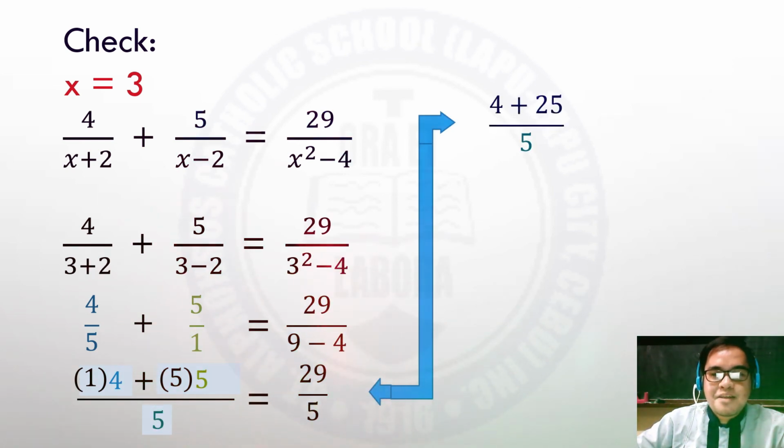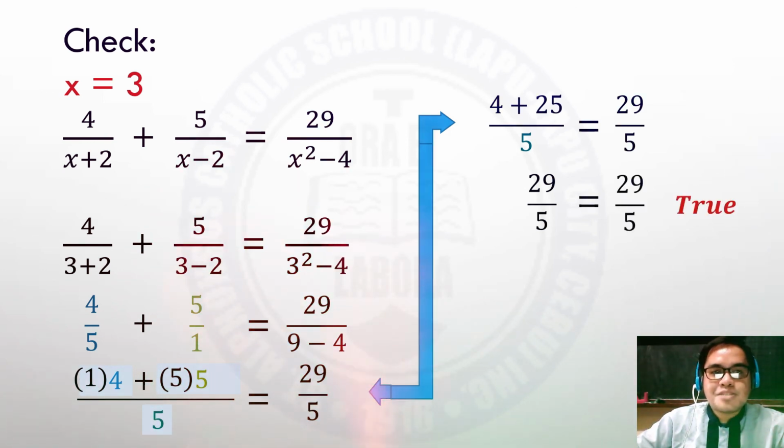And simplify them further, we can get 4 plus 25 over 5 equals 29 over 5. And 29 over 5 is equal to 29 over 5. That makes our mathematical statement a true statement.